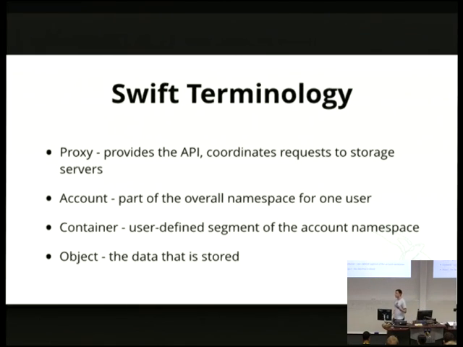Four things I want you to know right now. First, what is a proxy? In Swift, we've got two major components of the system. The first is a proxy server, and the second is a storage node. The proxy server is responsible for coordinating all of the communication with the storage nodes and implements the majority of the Swift API. The proxy server is what a client, an end user, is actually talking to when they talk to a Swift cluster. You can have lots of proxy servers and load balance between them, and it's horizontally scalable.